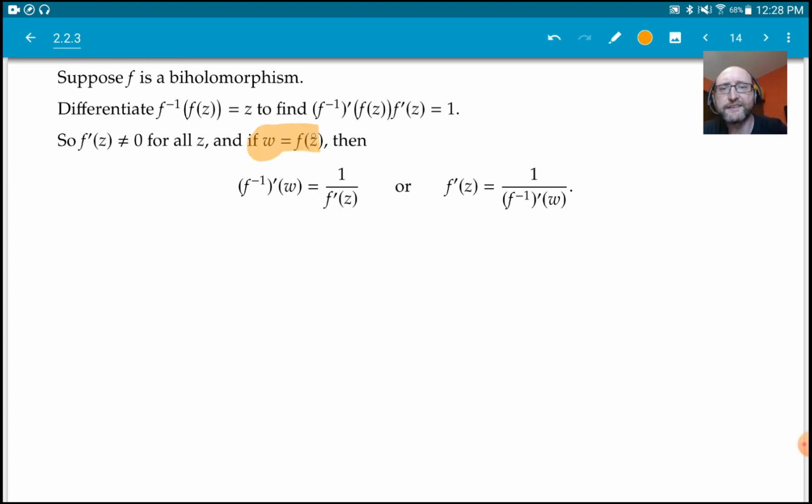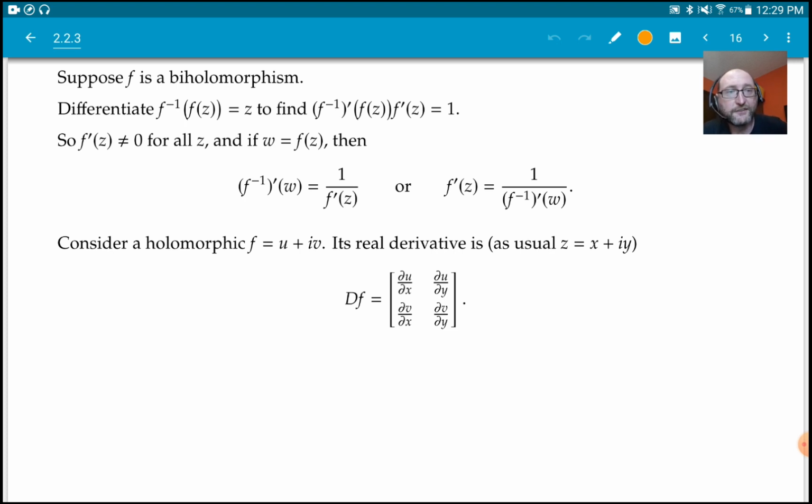Also, let's set w to be f of z for simplicity. Then I can solve for the derivative of the inverse and the derivative of f in terms of the other, right? So the derivative of the inverse is 1 over the derivative of f at the corresponding points, right? And the same thing over here. I mean, it makes sense because the inverse of f inverse is f, right? So this is symmetric, right? So I should get both of these. All right, so let's consider a holomorphic function f.